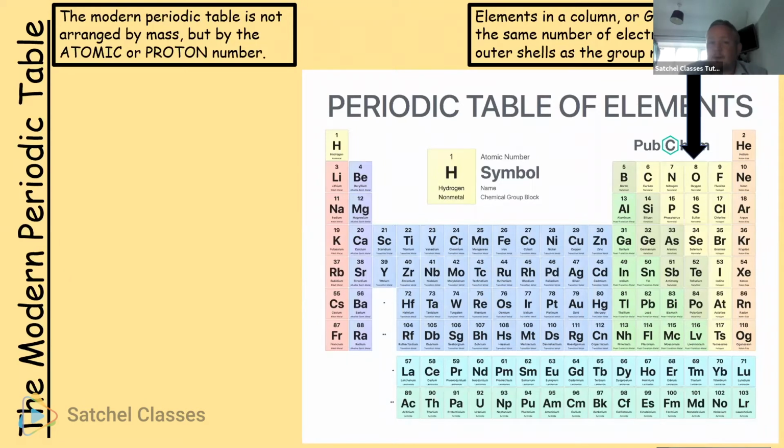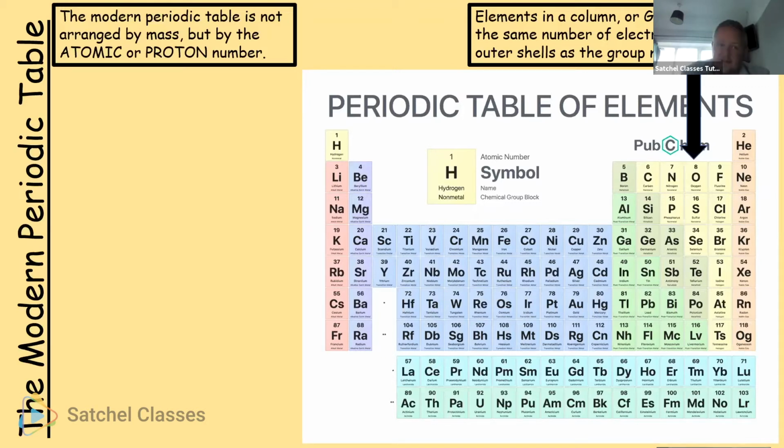So if I'm looking at elements in group 1, which is the first column going down the periodic table, hydrogen, lithium, sodium, potassium, rubidium, they all have one electron in their last shell. Elements in group 7 have seven electrons in their final shell.